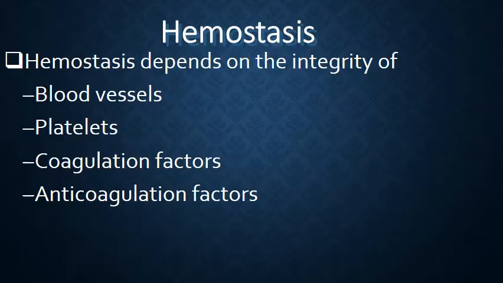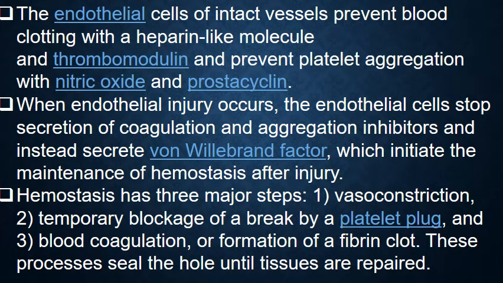This is hemostasis. Hemostasis depends on the integrity of blood vessels, of the platelets, of coagulation factors, and anticoagulation factors, all of these normally found in the blood and body of the normal human. The endothelial cells of the intact vessels prevent blood clotting with a natural heparin-like molecule, a natural anticoagulant produced by these endothelial cells, in addition to other molecules such as thrombomodulin, and they prevent platelet aggregation by nitric oxide and prostacyclin.